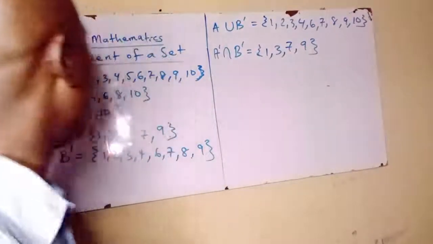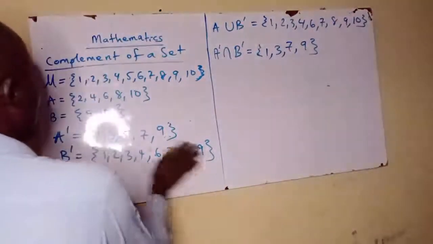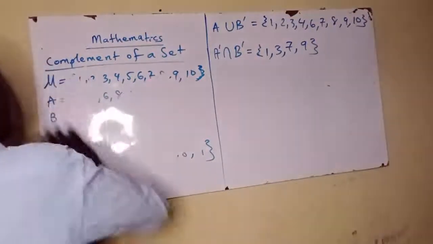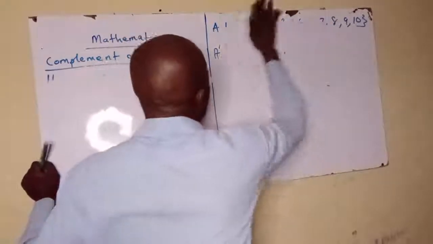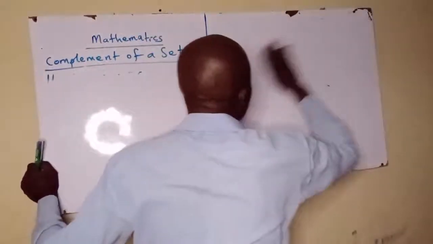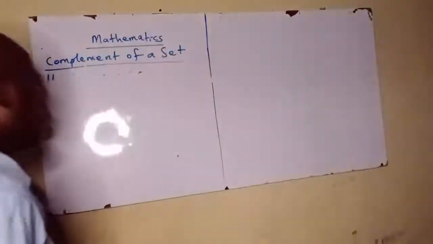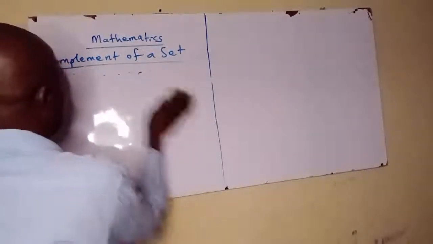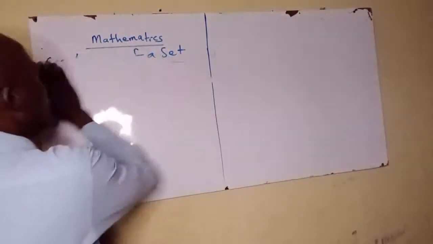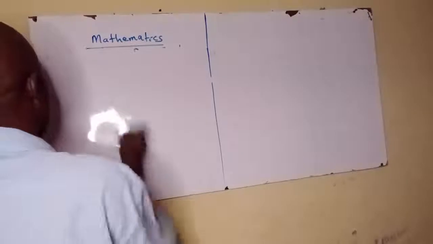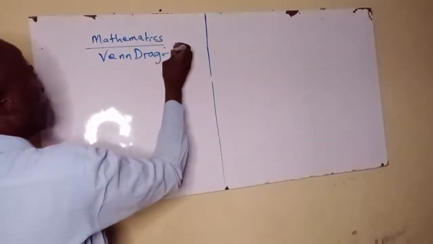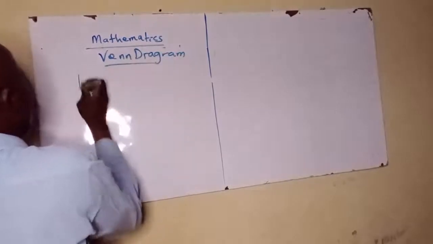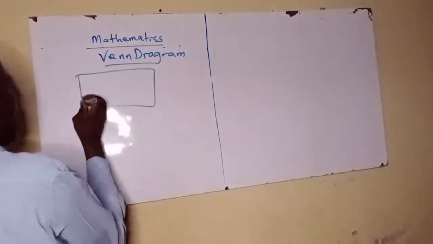Now let's go to Venn diagram. Now we can do so many things on Venn diagram. We use it to represent many pieces of information, like I said earlier. Now if I want to write Venn diagram, I can say that Venn diagram is just like this. This is how a Venn diagram looks like.